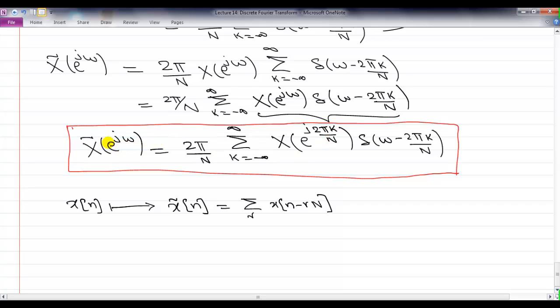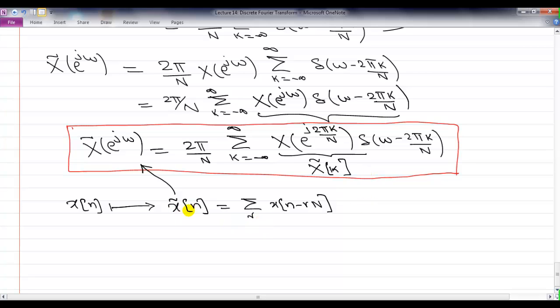And we have been able to write the discrete time Fourier transform of this periodic sequence. Okay? Now, earlier we said that the discrete time Fourier transform of a periodic sequence should be written as 2 pi over N times the summation over k equal to minus infinity to infinity of the discrete Fourier series coefficients of that sequence, X tilde of k. Right?